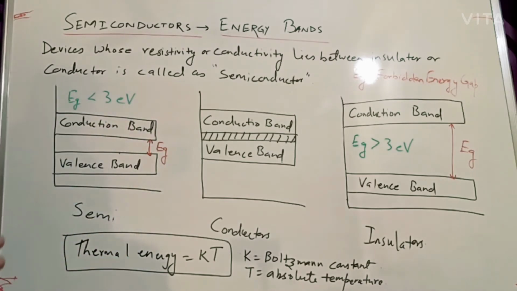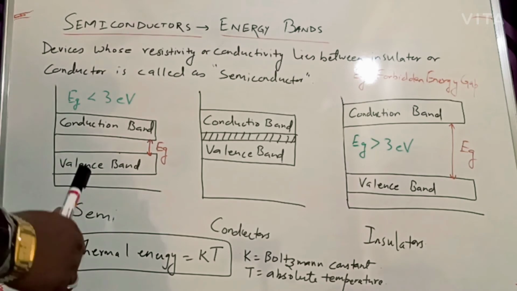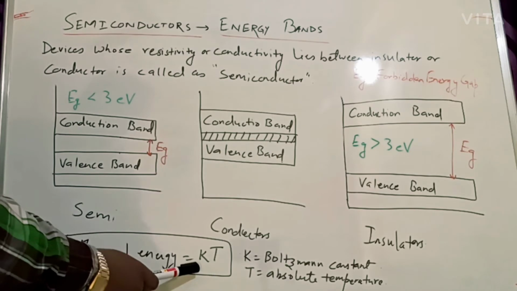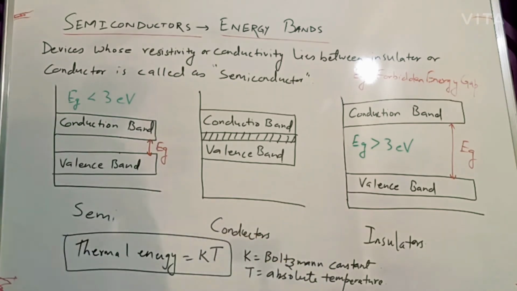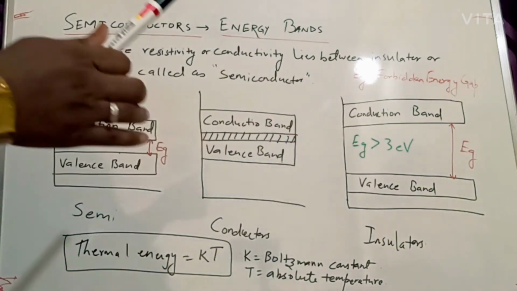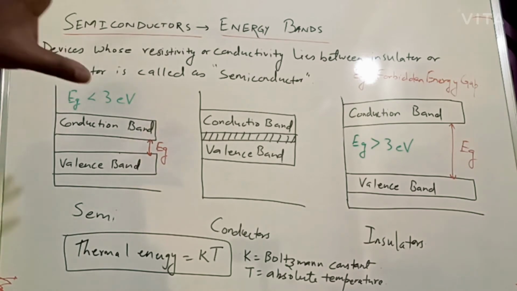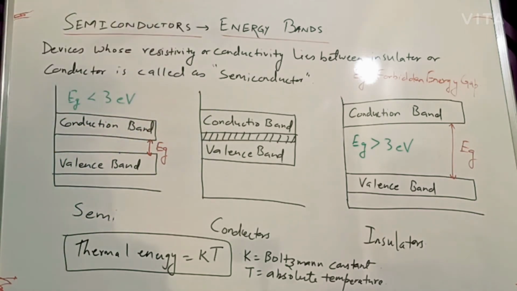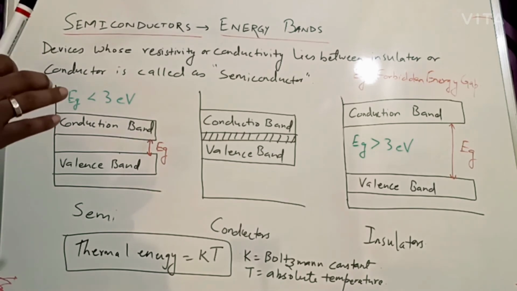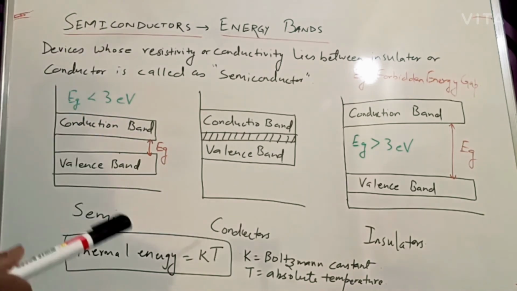The thermal energy which we provide to the electrons is calculated by the formula kT, where k is the Boltzmann constant and T is the absolute temperature, the temperature change which takes place when we are supplying the energy. So this is the difference between the working properties of a semiconductor, insulator and conductor. I hope you have understood this topic. This is the basic and most important explanation for semiconductors, why they are different and how they are different from insulators and conductors.